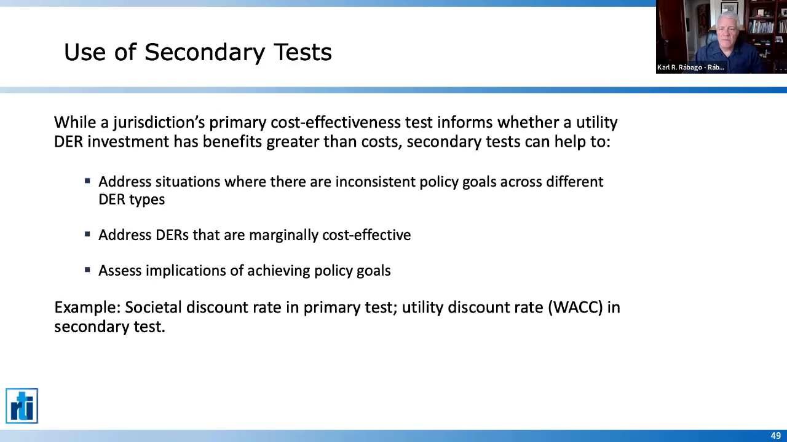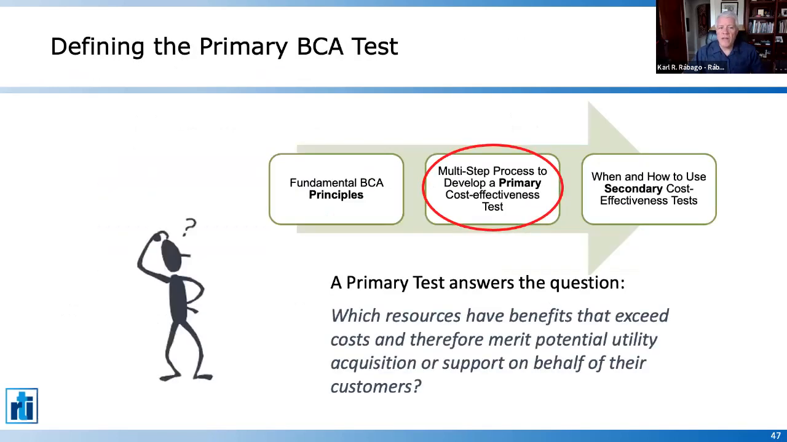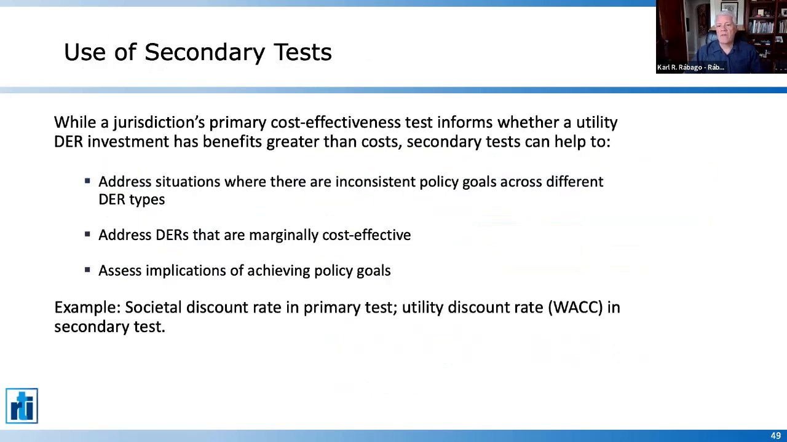That third block: when and how to use secondary cost effectiveness tests. Again, you may want to decide on a major test for your primary cost effectiveness. You do want to select one and get one in place, but there may be other times in which you want to do another test that's slightly differently configured, may have a different discount rate, may include host customer impacts, or may exclude host customer impacts.